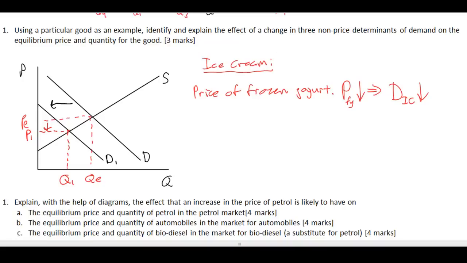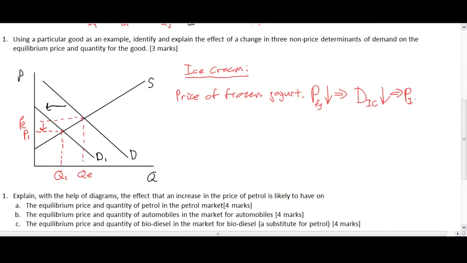So as the price of frozen yogurt decreases, the demand for ice cream decreases, which leads to the price of ice cream falling and the quantity of ice cream falling. So that's a complete answer to this question. One of the determinants of demand for ice cream is the price of related goods.